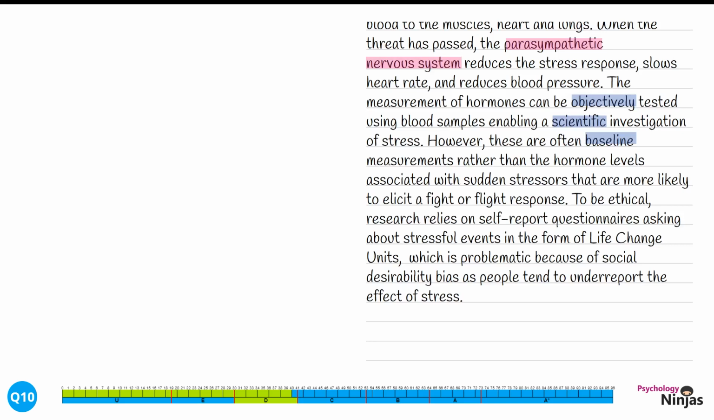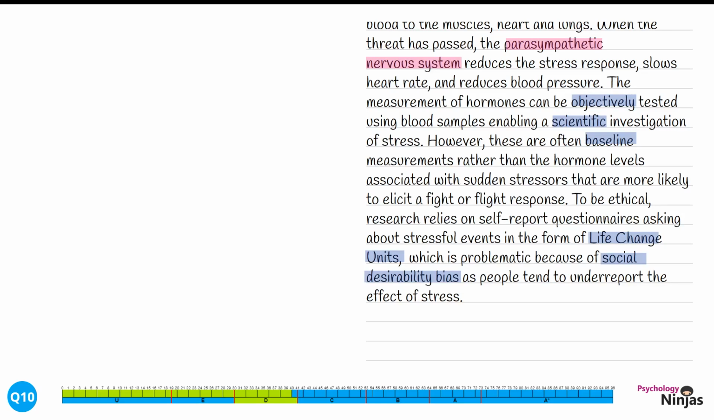We've shown our understanding of how questionnaires are used, and we've given a bit more detail in terms of life change units. You wouldn't necessarily need to include this, especially if you haven't done stress as one of your options. However, what is important is we've said the impact of using questionnaires. Social desirability bias is saying what is normal or what we perceive to be normal, and therefore we've reduced the validity and underreported the effects of stress.